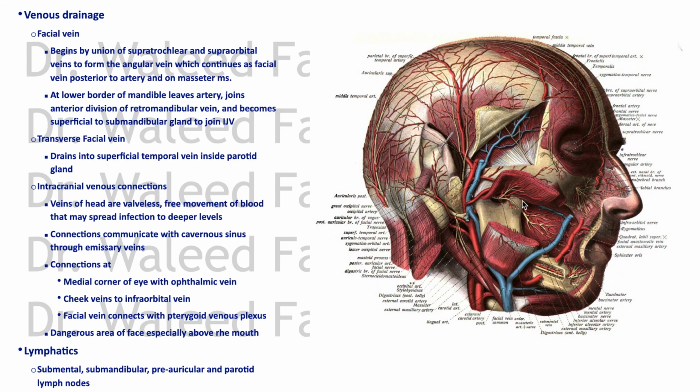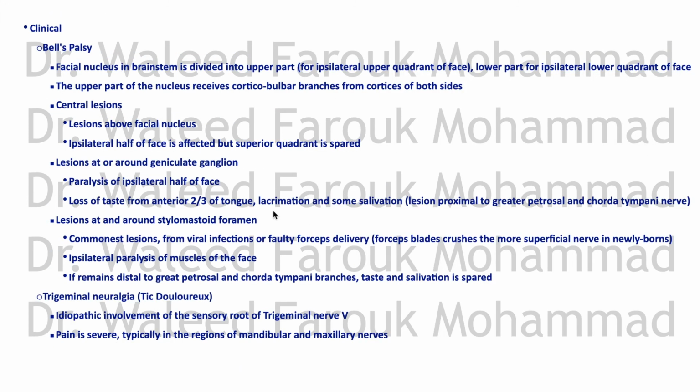Okay, the lymphatics: submental, submandibular glands, preauricular parotid glands, lymph nodes, I mean, and eventually from this superficial circle to the deep cervical lymph nodes. This is about the blood and venous drainage.